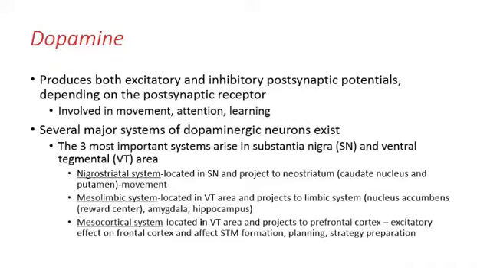And the mesocortical system is also located in the ventral tegmental area, but instead of the limbic system, it projects to the prefrontal cortex. So it exerts more of an excitatory effect on the frontal cortex and affects short-term memory formation, planning, strategy preparation, and things of that nature.